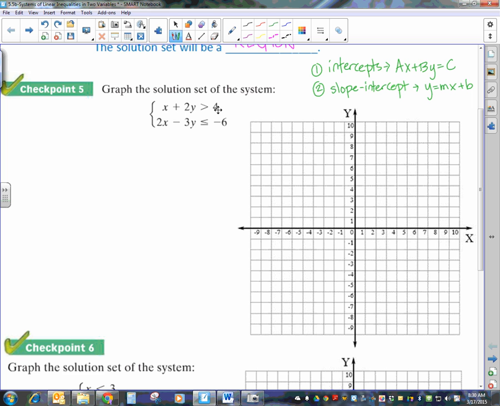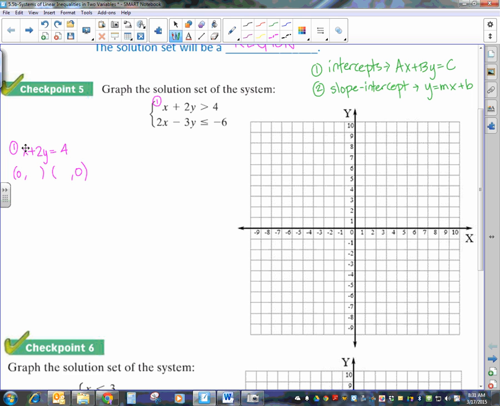So I look at this first one, and I'm going to put a 1 next to it. I'm going to go over here and write some things about it. x plus 2y is greater than 4. Remember, when we graph that, we're thinking about the equation, and that looks like the first method, intercepts. So I'm going to put 0 in for x and find y, and then I put a 0 in for y and find x.